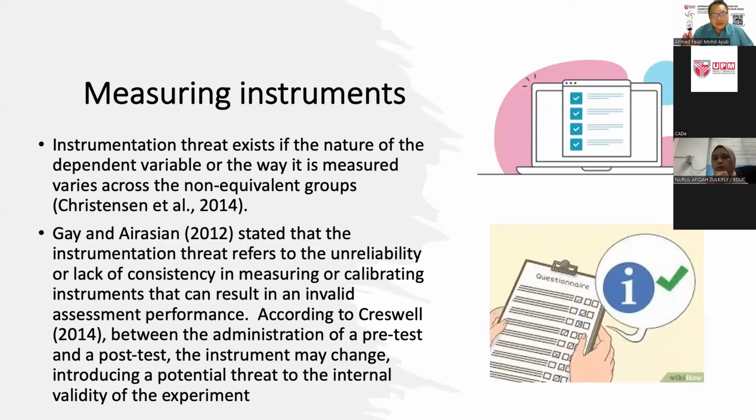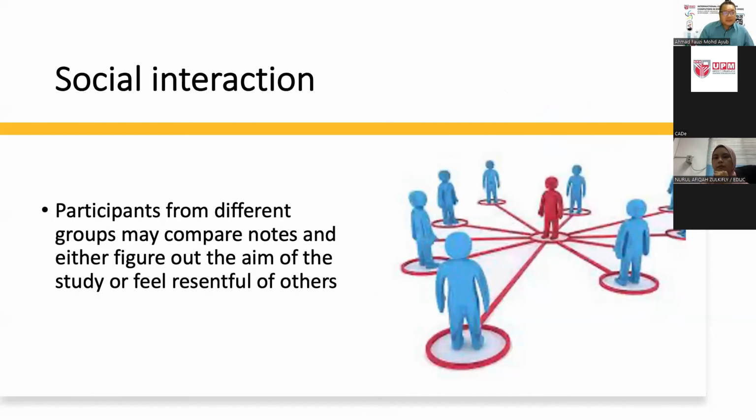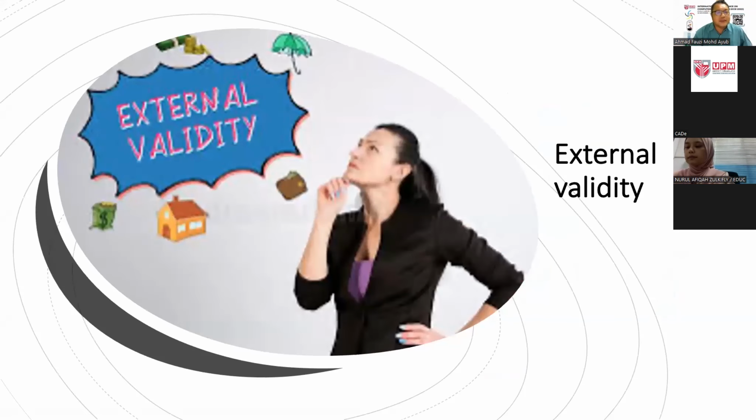So you need to pick a good instrument, and also if you translate it, it needs to be a good translation, and from a good validation. Okay, and then we have another effect, the social interaction. We have passed 12. You need to make sure that the students from both groups don't interact.